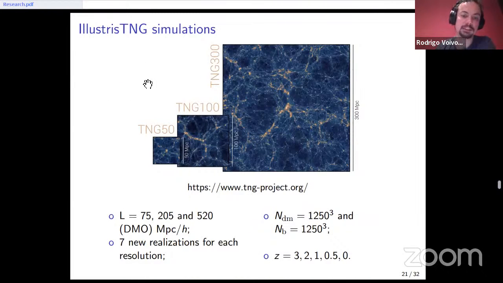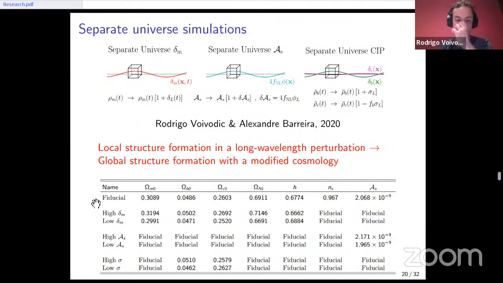Okay, we did it in the Illustris simulations, which are N-body simulations with hydrodynamic effects and also astrophysical effects. We use the TNG100 and TNG300, both the version with baryons and the version with dark matter only. And we also use a box with 212 megaparsec over h, but just for the case of dark matter only. So we ran 7 new realizations for each resolution, because we need to have the fiducial, high and low for the three fields. So we have a total of 7 simulations with the same seeds.